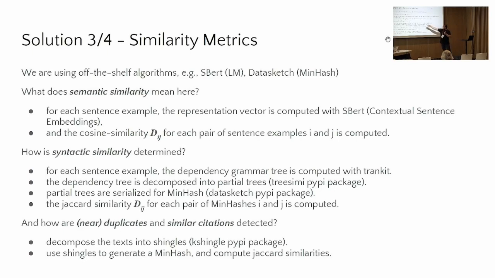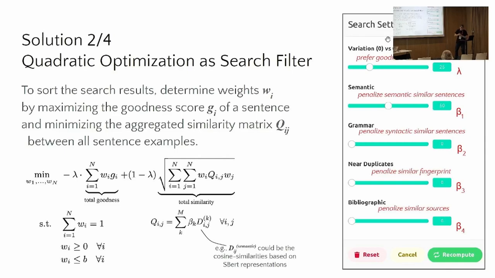In the case of syntactic similarities, we compute the dependency grammar, decompose the tree, and use software called MinHash. MinHash is software that you also use for near-duplicate detection. In the case of near-duplicate detection, we are using it for obvious near duplicates and bibliographic information.